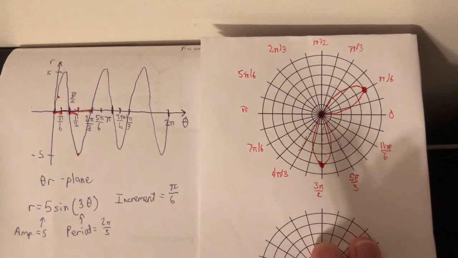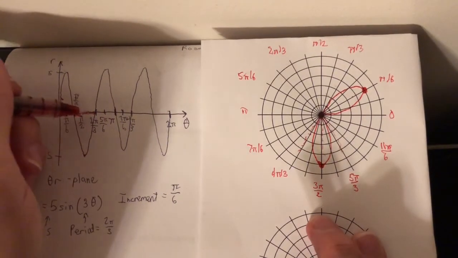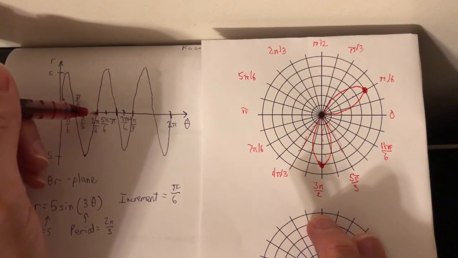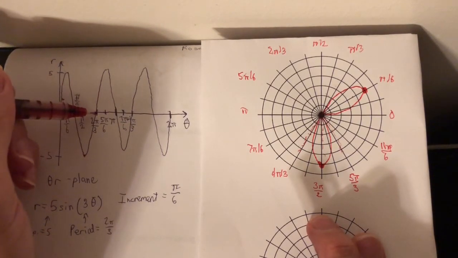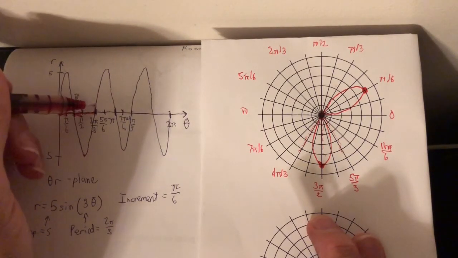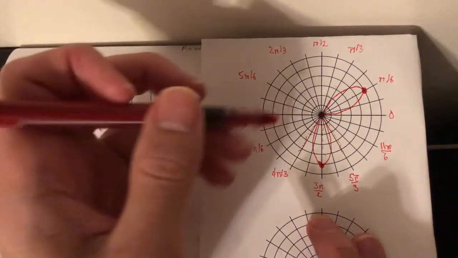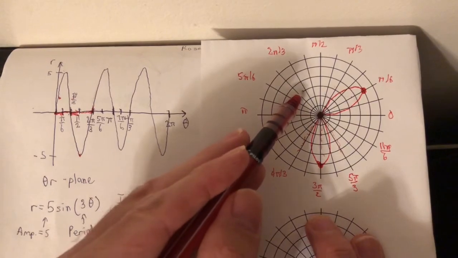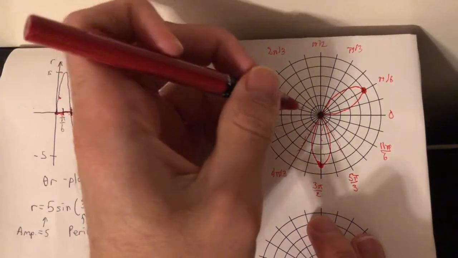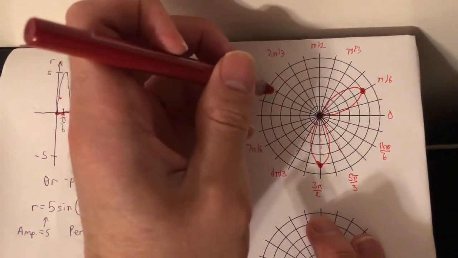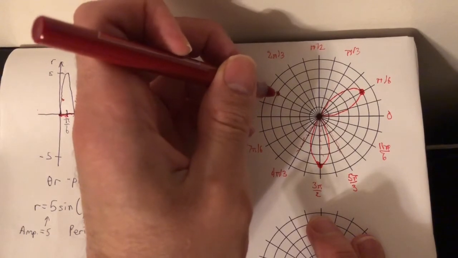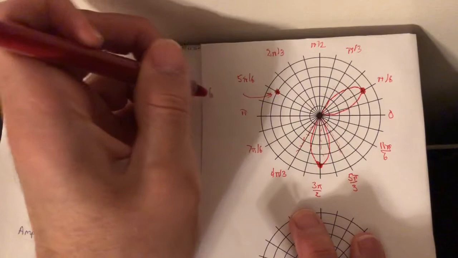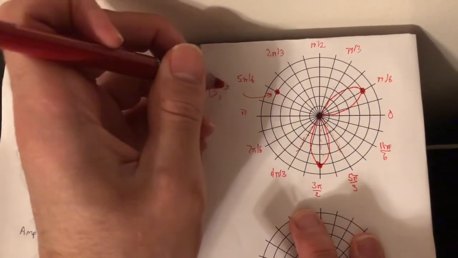So if you go through the same sort of reasoning here, from 2 pi over 3 to 5 pi over 6, my r, my distance from the pole, is going to increase from 0 to 5. So as I move from an angle of 2 pi over 3 to an angle of 5 pi over 6, I'm going to have 5 comma 5 pi over 6 on my graph. All right, these are our theta coordinates.